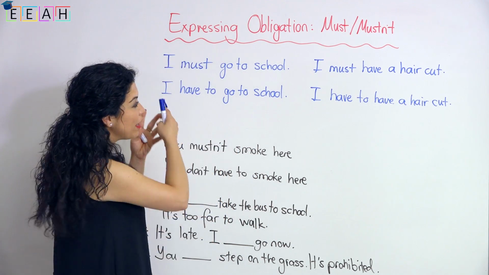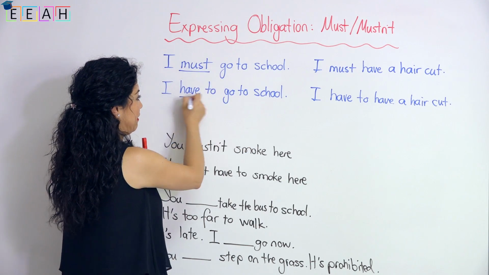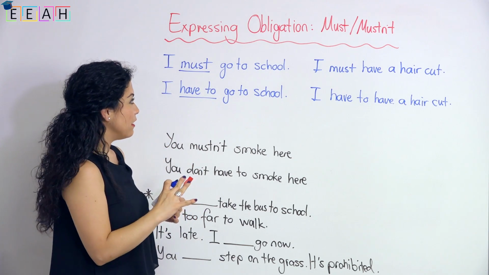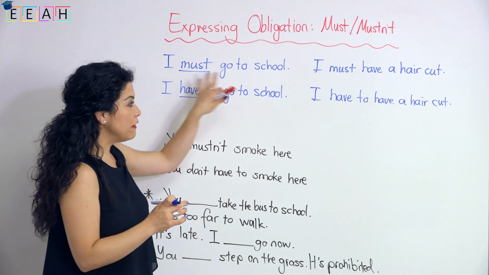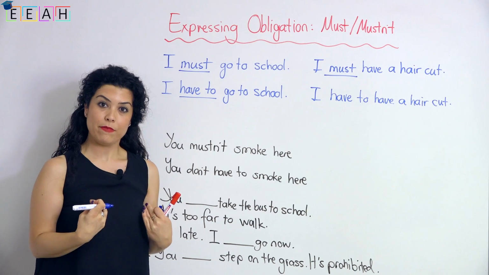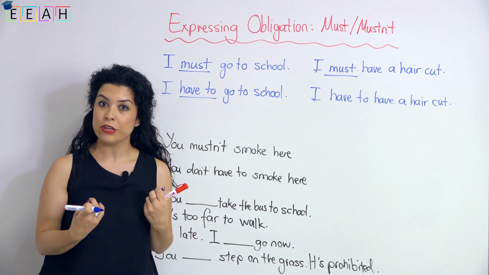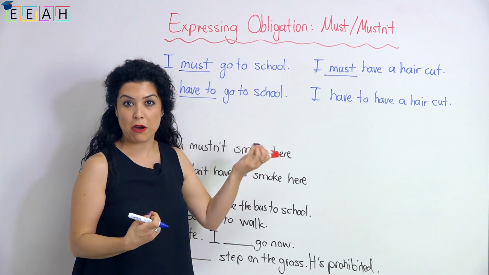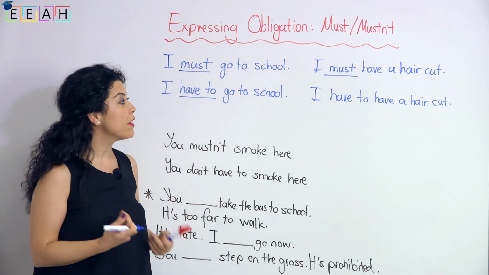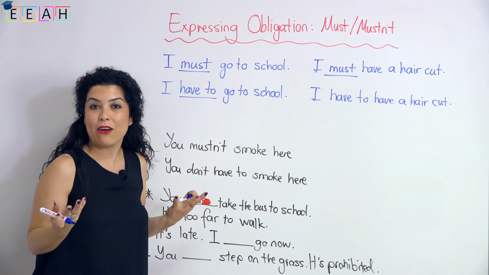Now, when you look at the form, the only difference is the modal verb, isn't it? Here we use must and here we use have to. But in fact, there's a difference. We use must when the obligation comes from the person. The person thinks that this is important for him or for her, and you express this using must. I must go to school because I think it is important for me. I must have a haircut because my hair is too long now, right?